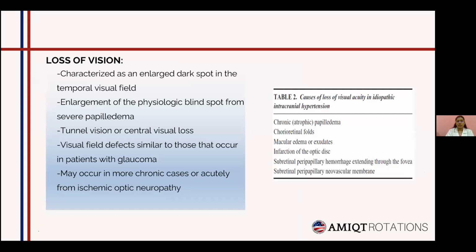And the third most common thing we see is loss of vision. The pattern of loss of vision in these patients usually mimics that seen in patients with glaucoma. Usually, it starts with an enlarged dark spot in the temporal visual field, gradually enlarging the physiologic blind spot, and the patient finally can have tunneled vision or even lose his central vision.